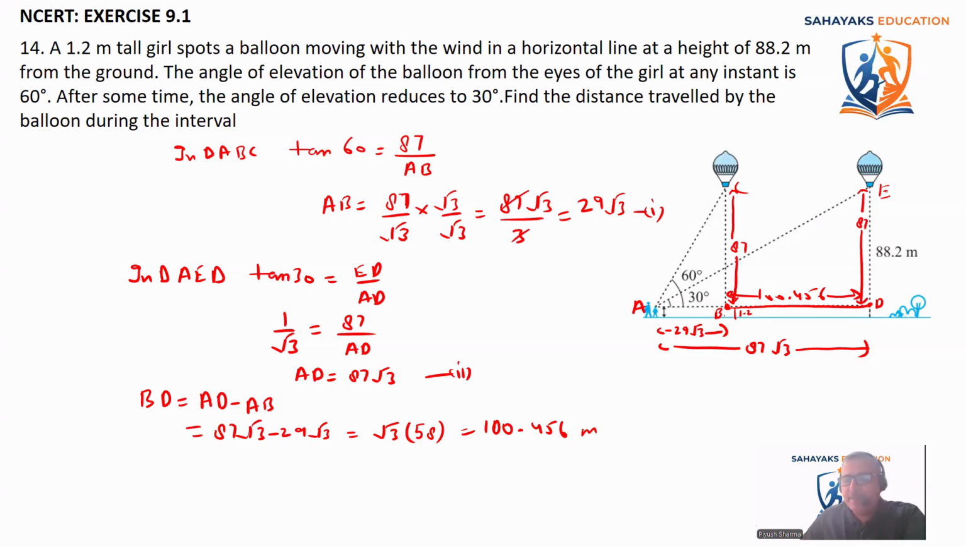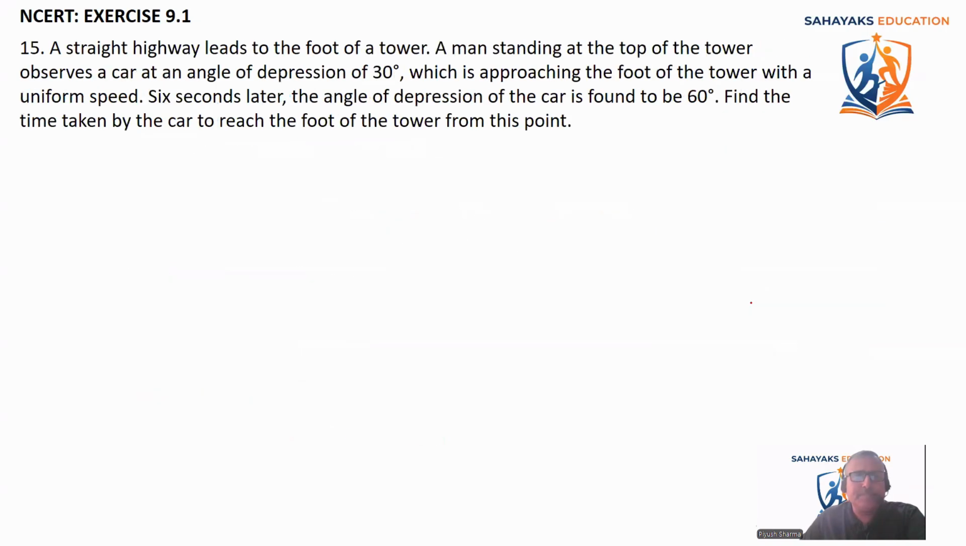Okay, so coming to the next question. A straight highway leads to the foot of the tower. So there's a straight highway, it's going straight and leads to the foot of a tower. So there is a tower, and this is the top of the tower.